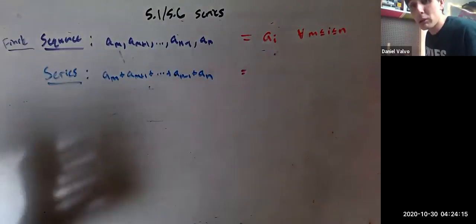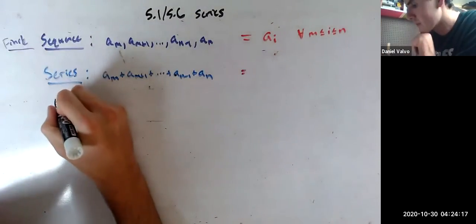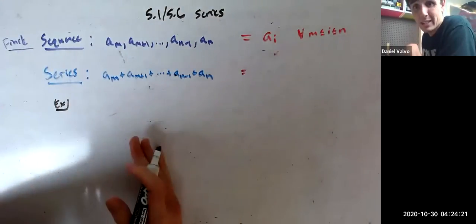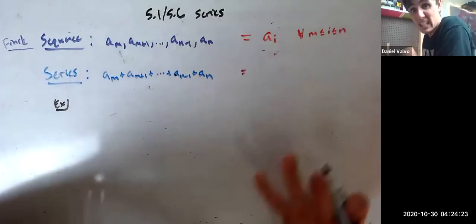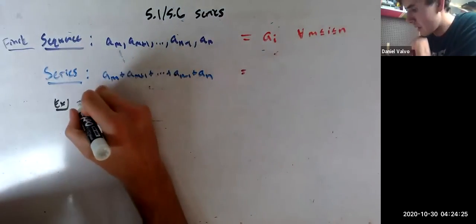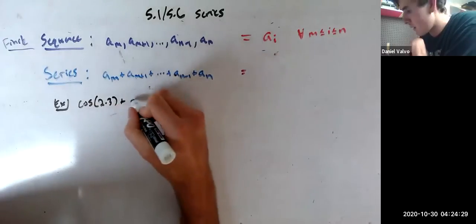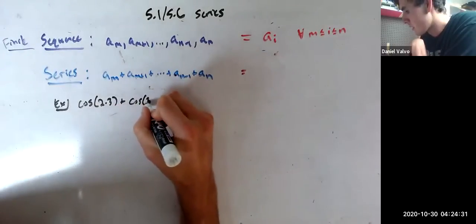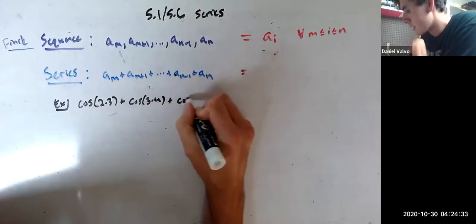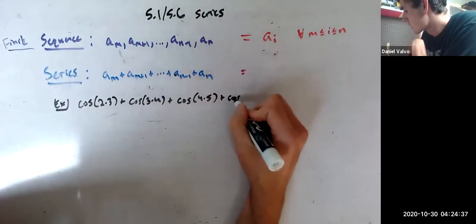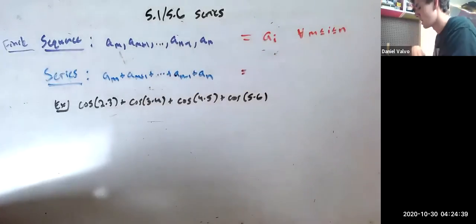So we could also go in reverse. So in reverse, let's say we're given a sum and you want to write it in the sigma notation. How would you do it? So let's say you had the sum cosine of 2 times 3 plus cosine of 3 times 4 plus the cosine of 4 times 5 plus the cosine of 5 times 6.